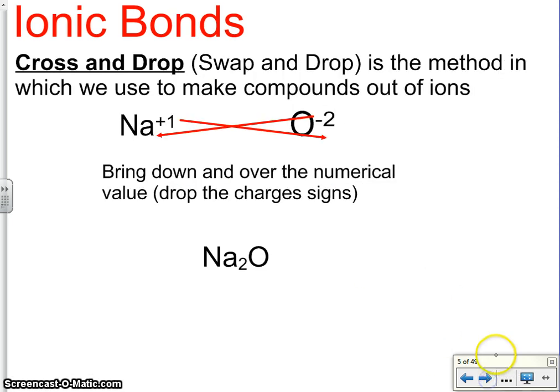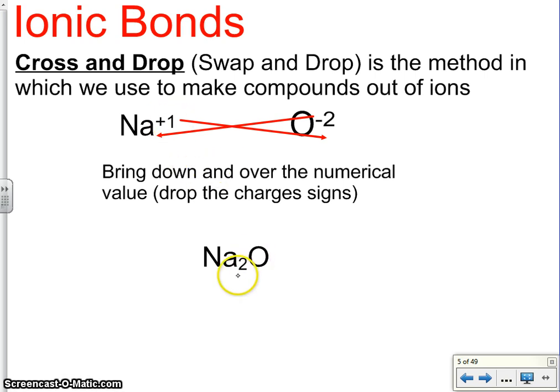Now an easier way that we talked about is called the cross and drop. Instead of trying to figure out how many sodiums it takes to cancel out how many oxygens, what we can do is bring down the charges, and it works itself out perfectly that way. So the 2 comes down to sodium, and the 1 comes down to oxygen. Now notice this is not a negative 2 like it is up here. That's because when it's on top, it's a charge, and when it's down at the bottom, it's a counting number. And remember, counting numbers are always positive. It's how many you have.